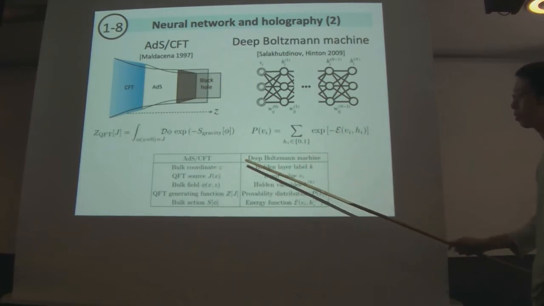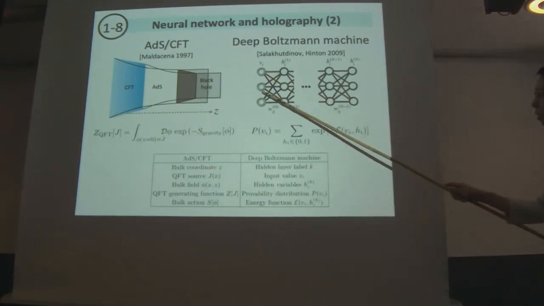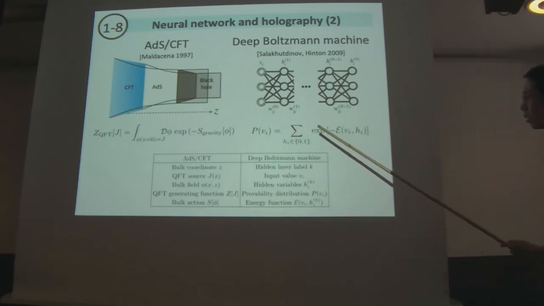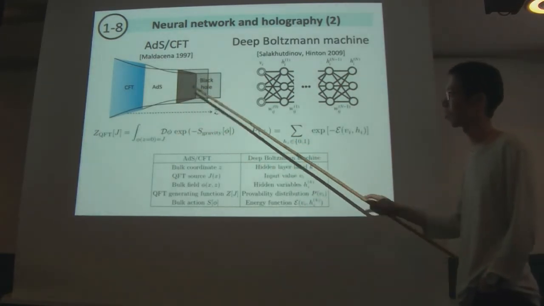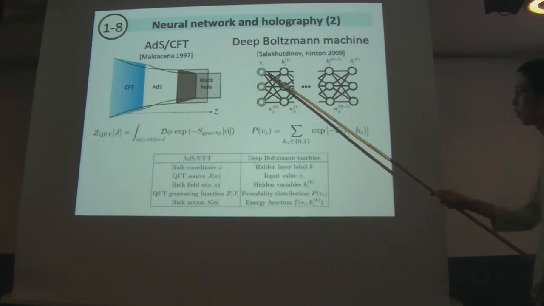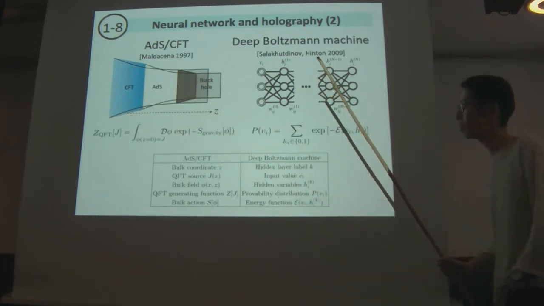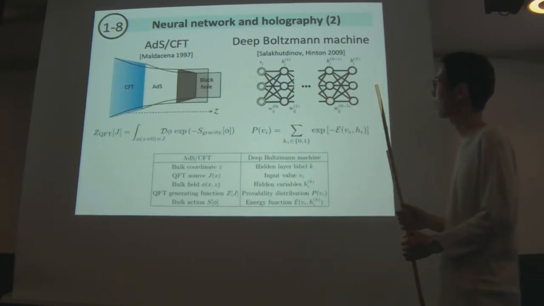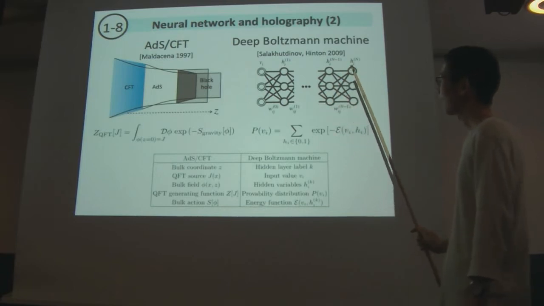And once you make the dictionary between these things like this, for example, the bulk coordinate Z corresponds to these hidden layers. So this is a visible unit, this is a hidden unit. If you regard this part as a bulk, then the summation over these hidden units H corresponds to the path integration of bulk fields phi. So they correspond to each other. And these visible units, V, correspond to the source J, which is given at the CFT. In this way, you can make it more precise. So the natural deep Boltzmann machine with many hidden units, which was also used for AlphaGo to beat the human champion of Go, looks really like AdS.